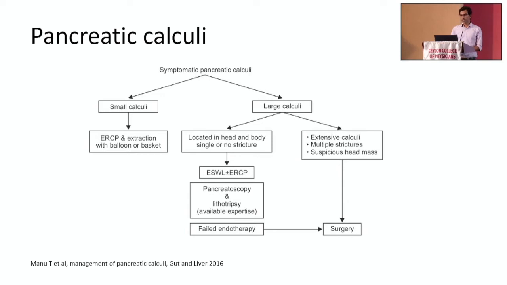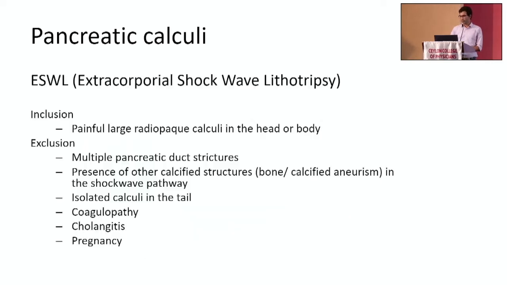So if the patient has extensive calculi or multiple strictures, and if there's suspicion of a pancreatic head mass, those kinds of patients are not very suitable for ESWL or ERCP. So that group of patients can be offered surgery straight away.